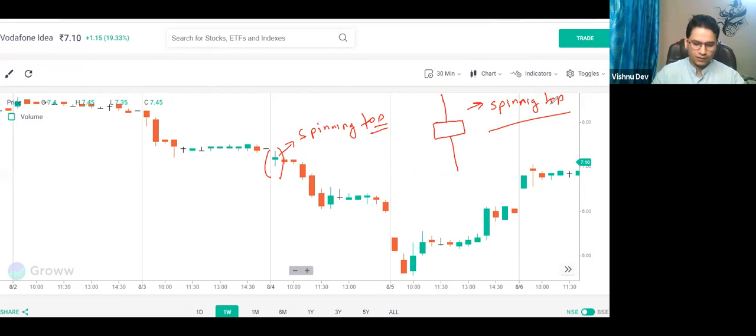Now if you think about it, you can just wait, let me complete. So I can say that spinning top is similar to doji. The only difference is that in a spinning top, the body is there. It's not that there is no body at all, there is a small body, and in doji the body is almost negligible. Clear? Yes or no? Yes, sir.